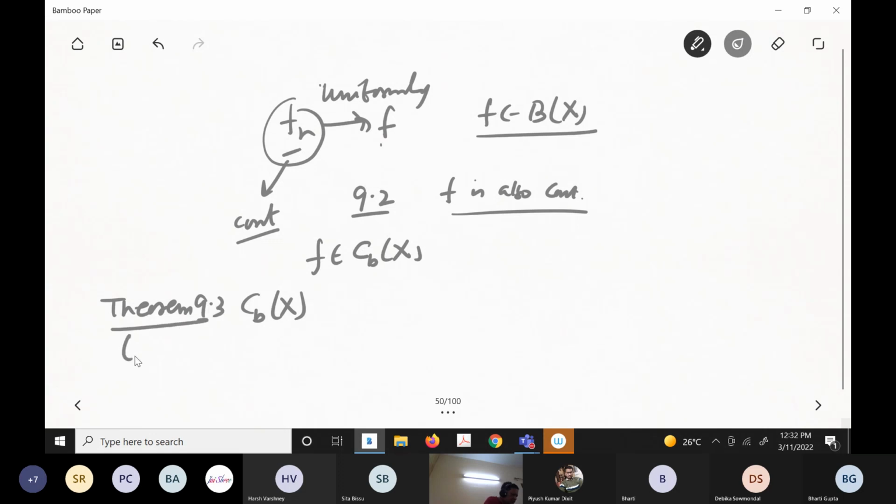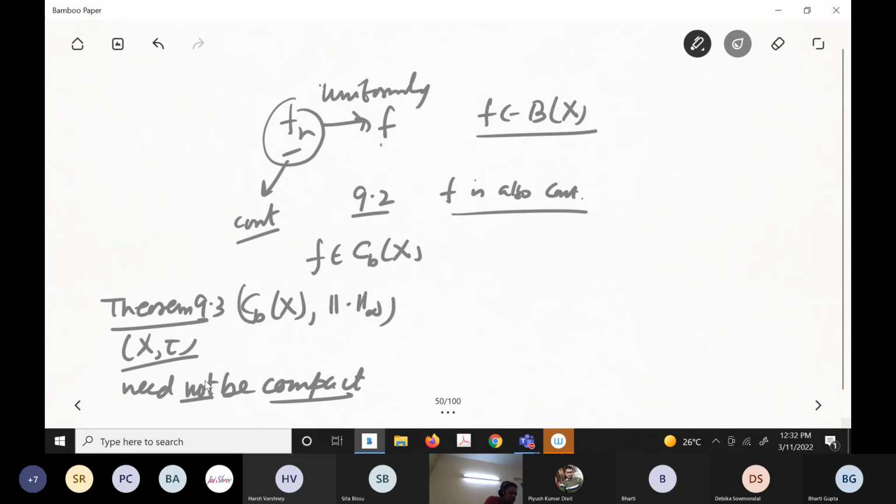just assume (X, tau) is a topological space, need not be compact. Cbx is this. That is a Banach space. Understood? So this is theorem 9.3. Okay, fine.